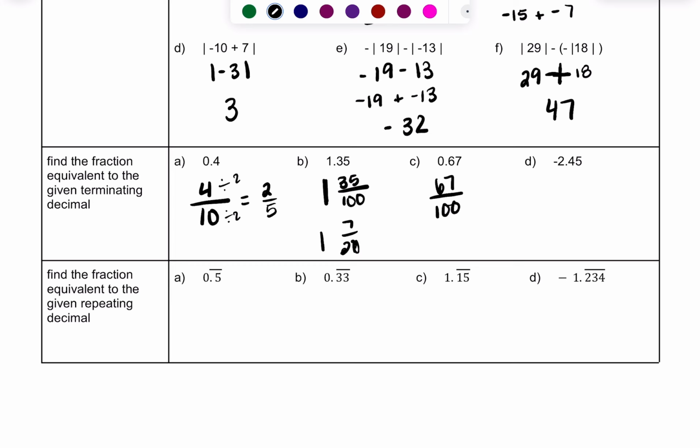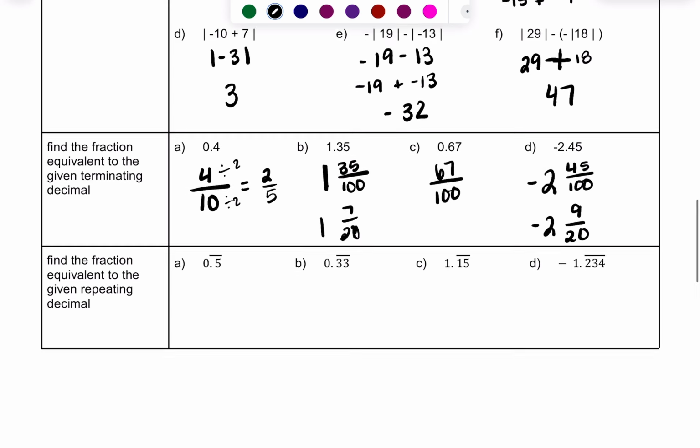And lastly, I have negative 2.45. Once again, we're going to take out that whole number. We're going to make that its own thing. So I have the negative 2. And then the decimal placement, it's 45. So that is the hundredths place. So I make it 45 over 100 because of that hundredths place. You can simplify that 45 over 100 to negative 2 over 20.